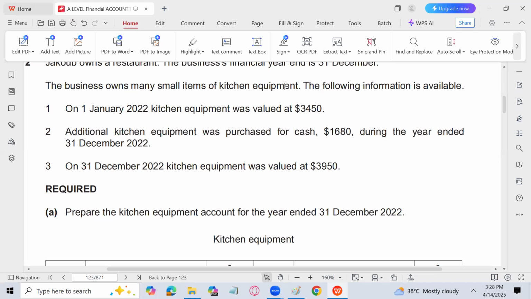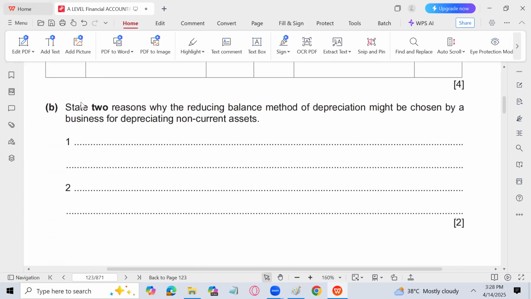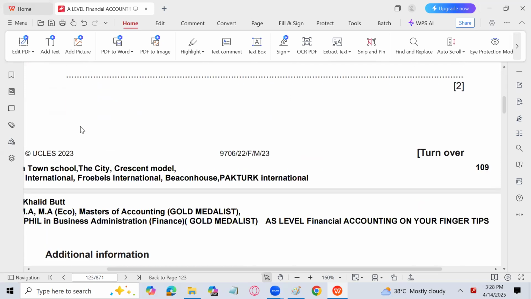Okay, done. So in which year has this question come? If you see, this is the February, March 23-22 paper, where 23 is the paper and 22 is the variant. So this is our variant actually.